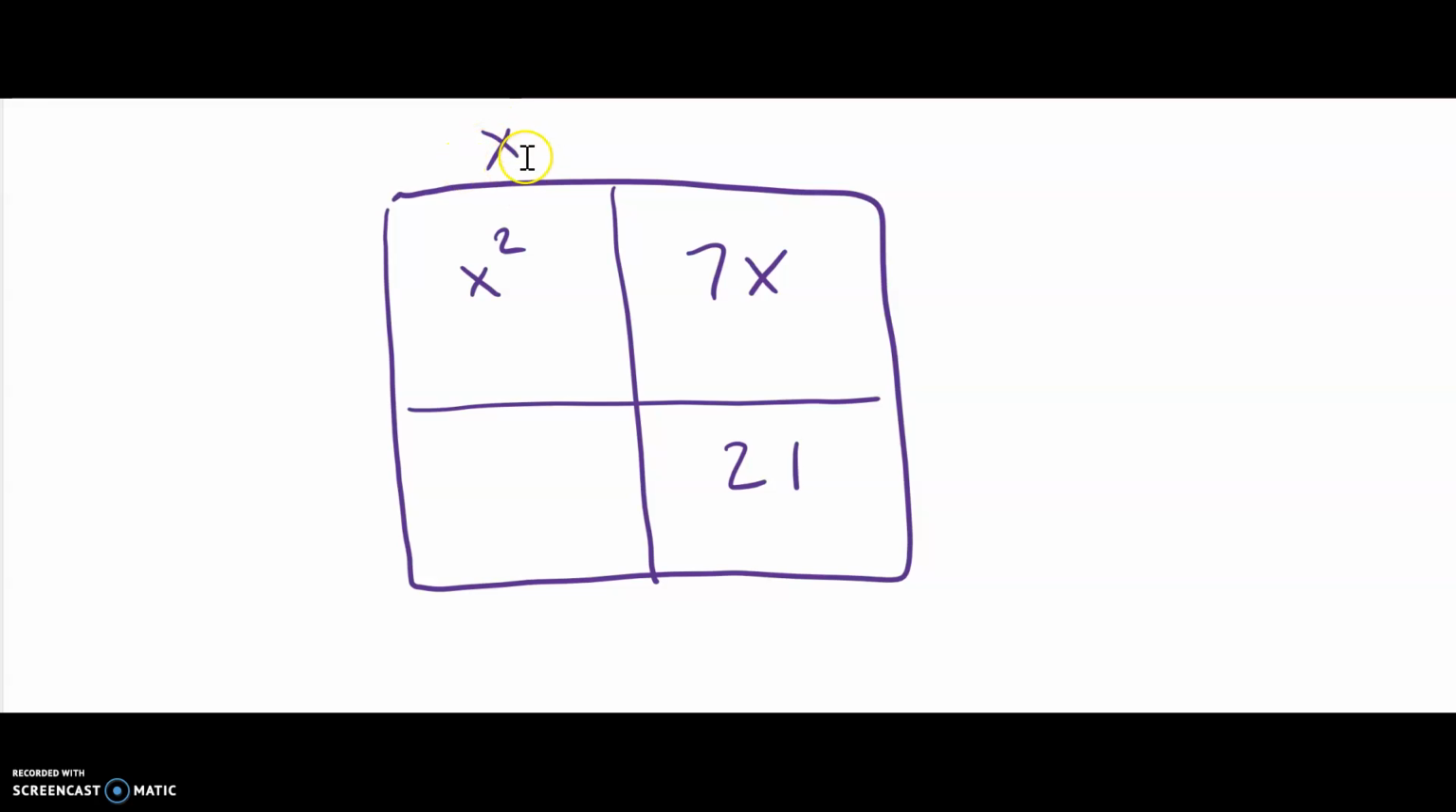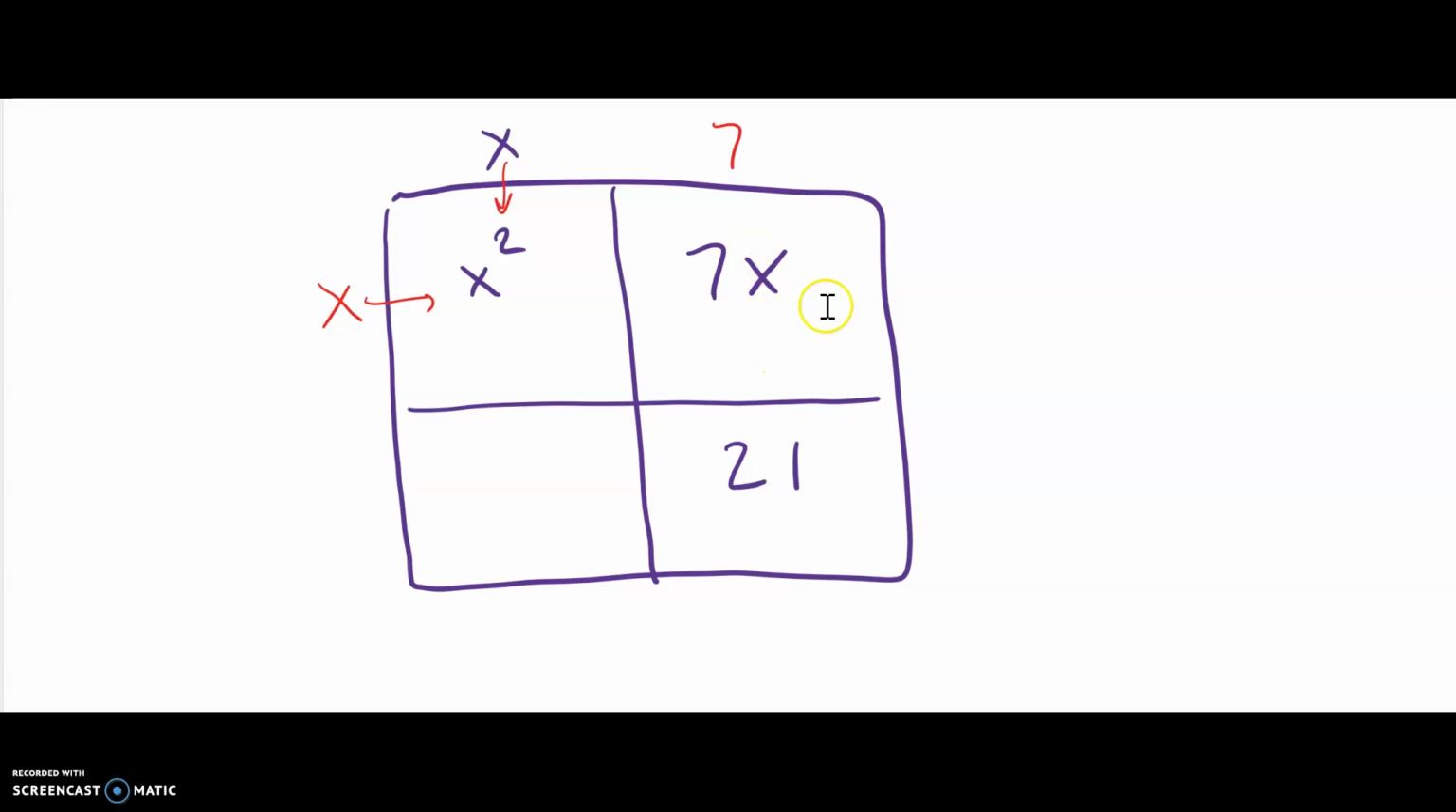x times what gives you x squared? Well, x times x. So let's put an x right there, because if you multiply down and across, x times x gives you x squared. Then you ask, what times x gives you 7x? Well, x times 7 gives you 7x. So you put a 7 right there.